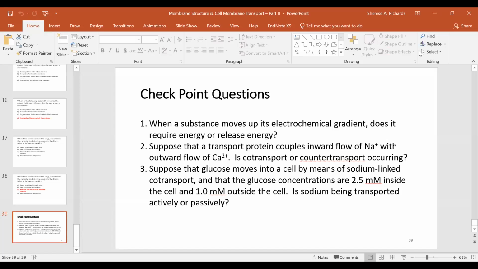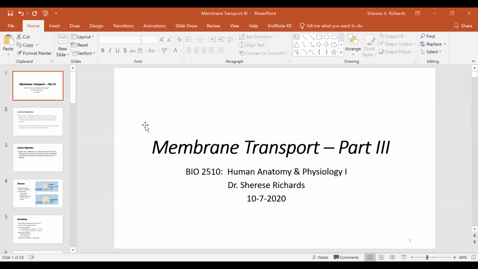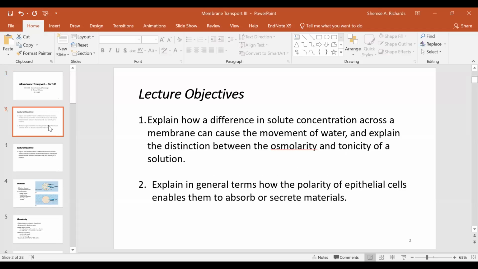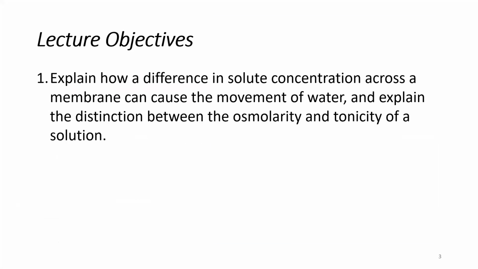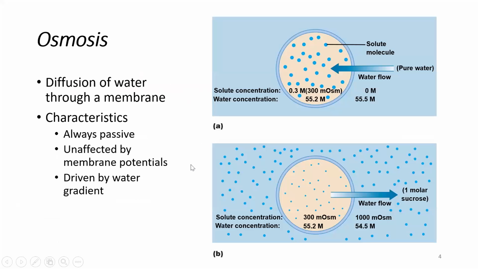All right, so we're going to go ahead and switch over. We're going to move to that third packet here, which is membranes part 3. And this again is getting into osmosis, or the movement of water, okay? And so we'll start with this first objective to basically explain how a difference in solute concentration across a membrane can cause the movement of water and explain the distinction between osmolarity and tonicity of a solution, okay? So really how water moves across membranes.